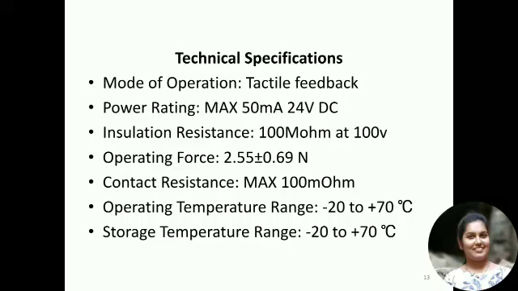Storage temperature range is also high for push button switches, that is from -20 degrees centigrade to +70 degrees centigrade, and operating temperature range is also the same. So what we can say is that push button switches are the most robust kind of switches that are available, and these are adaptable to any kind of environment up to a temperature range of +70 degrees centigrade.